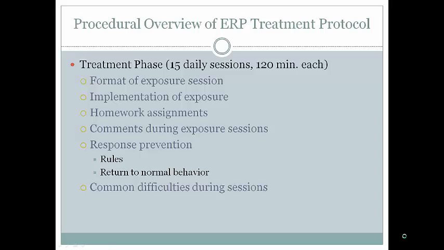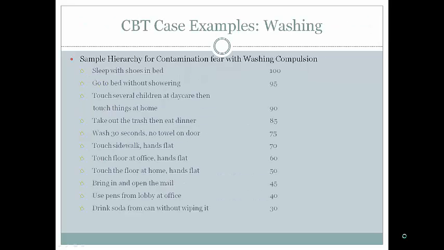You want to talk about how they're going to cope during exposure sessions, and then doing response prevention in terms of the rules, how long they have to sit with it, and how they're going to return to normal behavior. Then you also want to discuss some things that might occur during session, like they're going to want to do their rituals and how you're going to have to prevent them, and that they should plan for those kinds of things. So here's a sample hierarchy for somebody with contamination fear with a washing compulsion.